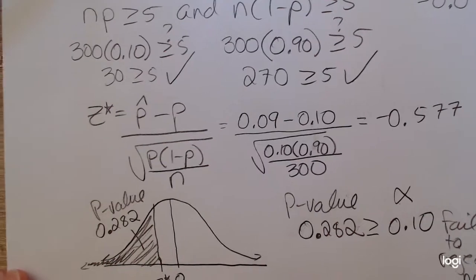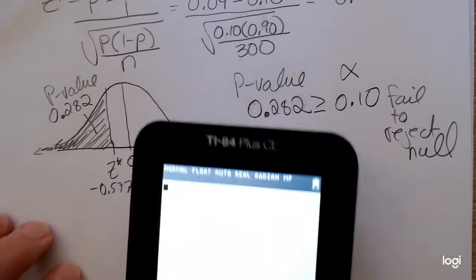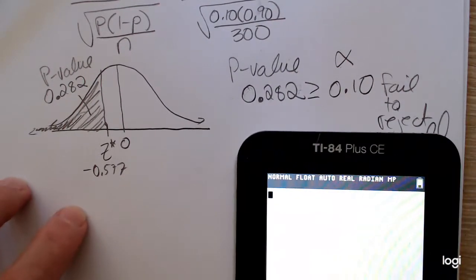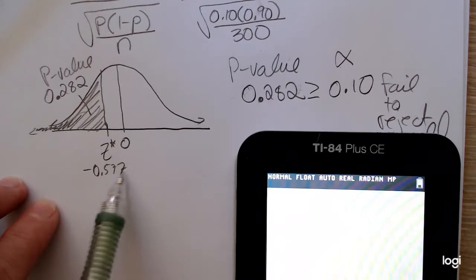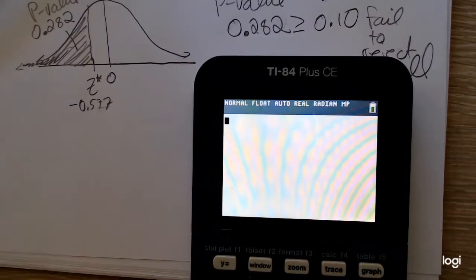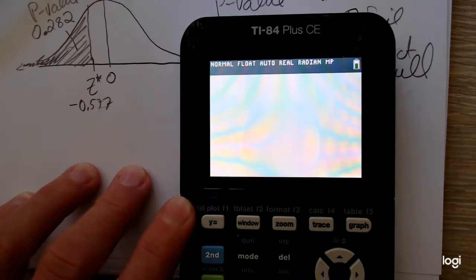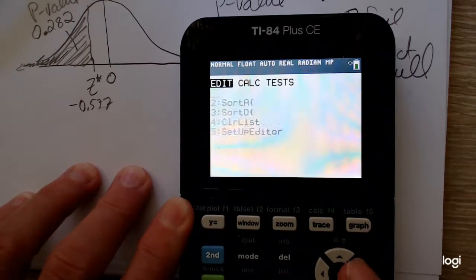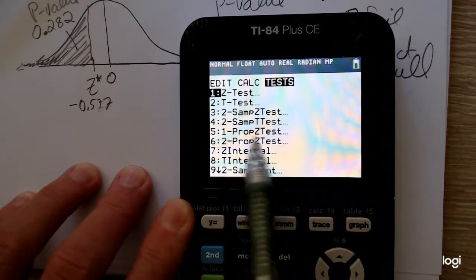Okay, so looking at the calculator again, we can get the standardized test statistic and p-value directly. Now my p-value might be off just a little bit because I rounded the standardized test statistic, but it should be close, and certainly the decision would remain the same. You go to your stat menu, right arrow over to tests, and you want to select the 1 proportion z test.